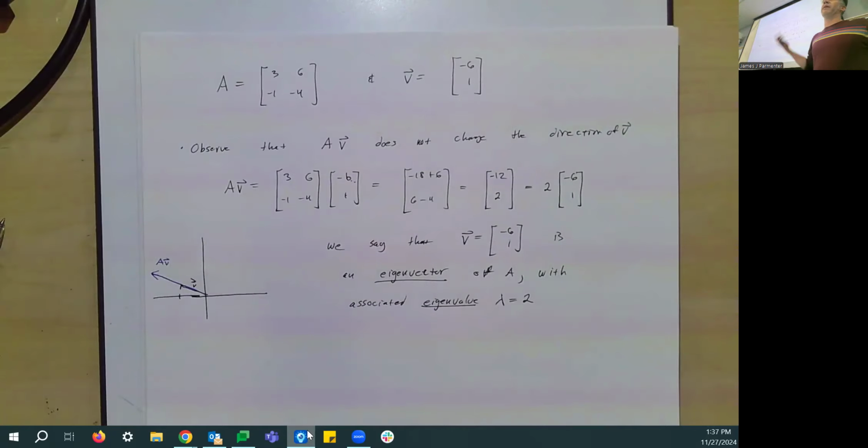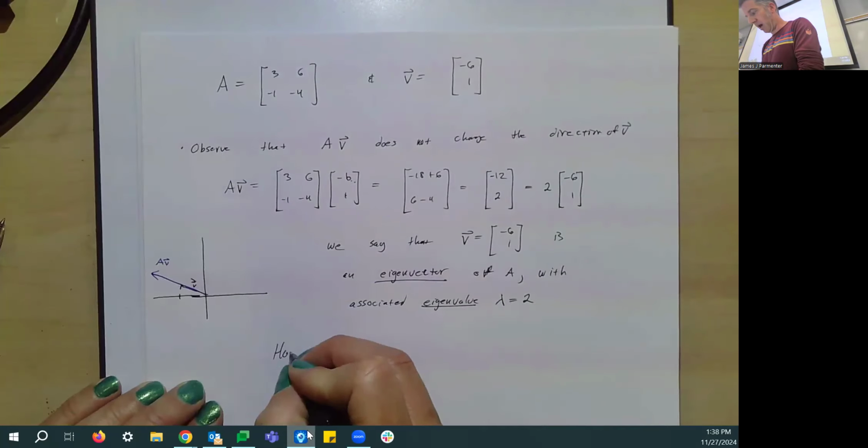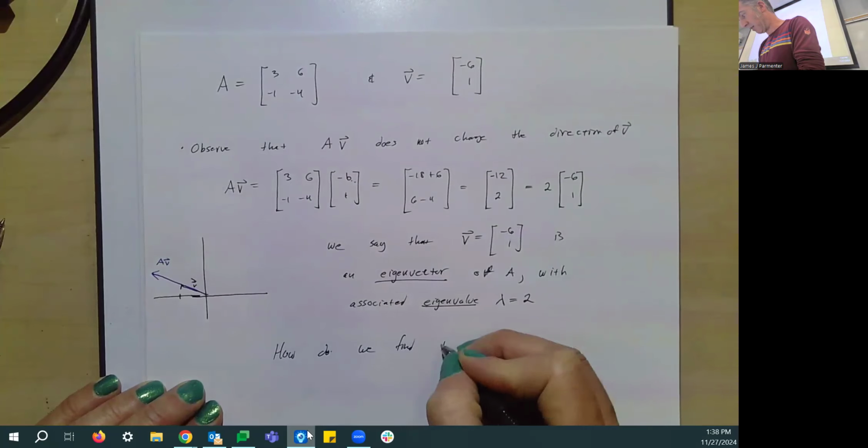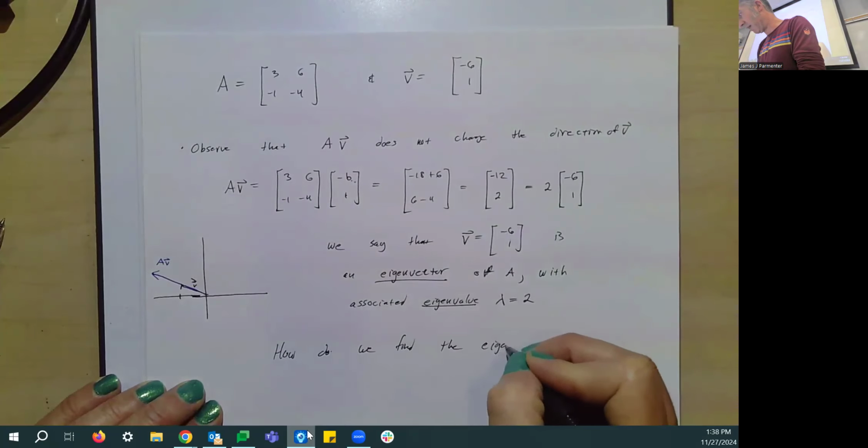So great, I just gave you a matrix and a vector and said it worked, but you can't just pick any random vector and have this happen. It has to be a very specific vector based on the matrix you started with. And there is, of course, a process for finding them in general. So the question really remains is, how do we find the eigenvectors and values of A, or of any matrix A?